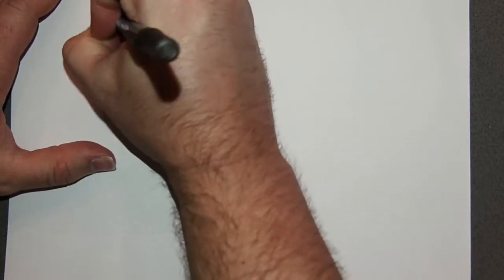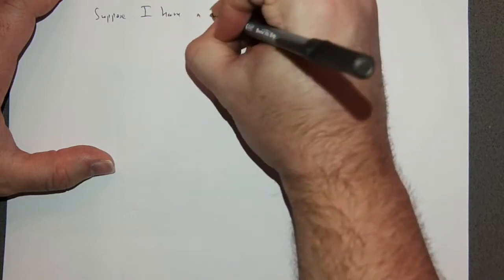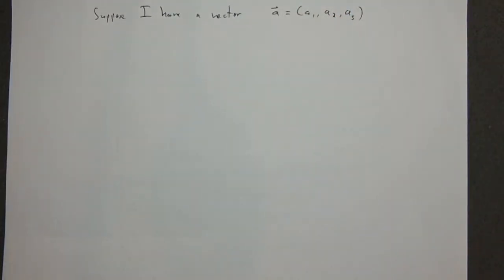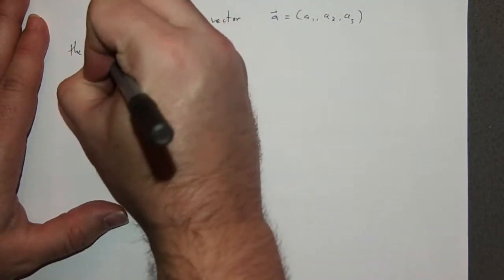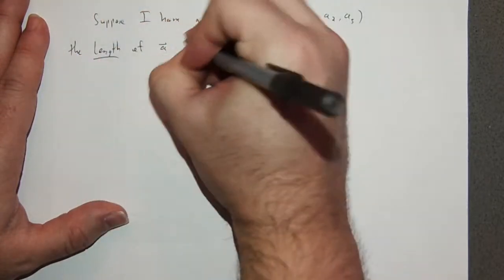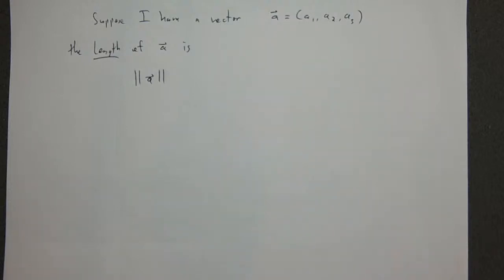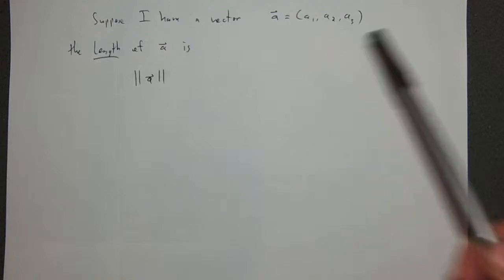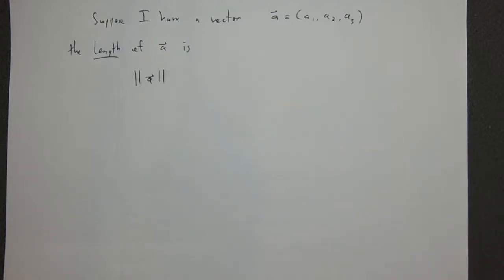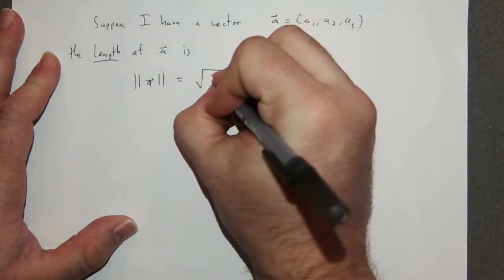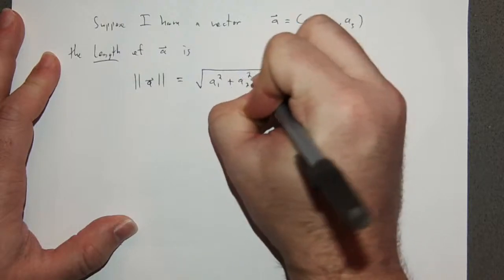So, suppose I have a vector, call it A, that has components A1, A2, and A3. Then the length of A is written as norm A, or length of A. But let's think about it before I write this. I've already put my vector into this form, which means that I'm considering it as a vector with initial point the origin, and terminal point A1, A2, A3. So then the length of that vector is just the distance from the origin to the point A1, A2, A3. But then what is that in the distance formula? Well, it makes the distance formula really easy. This is just the square root of A1 squared plus A2 squared plus A3 squared.